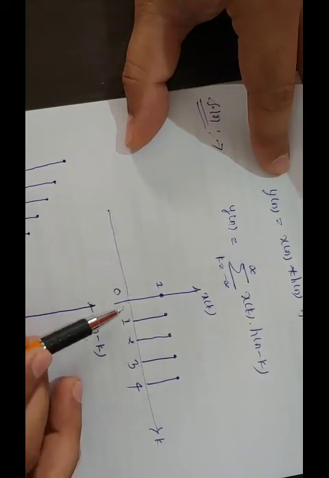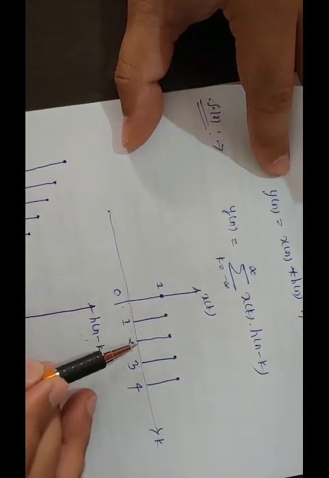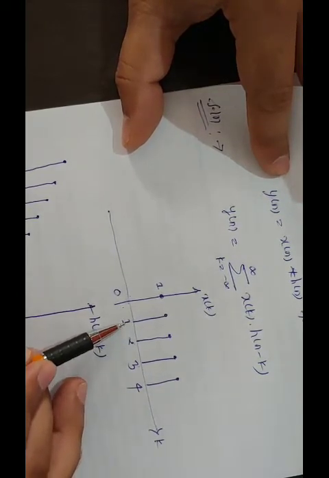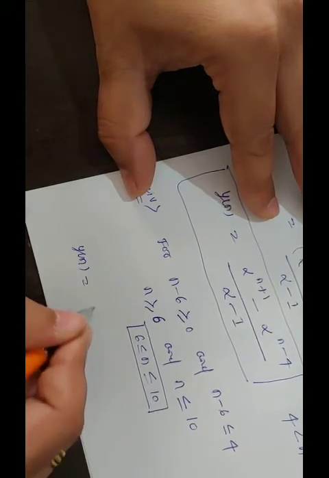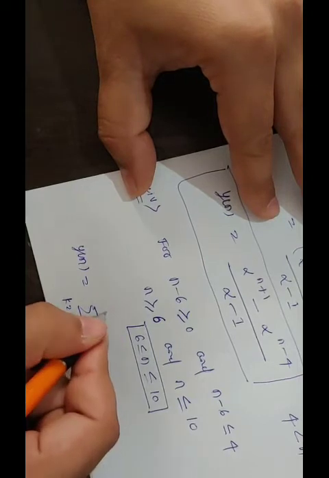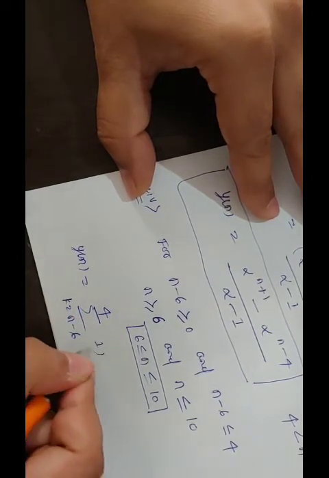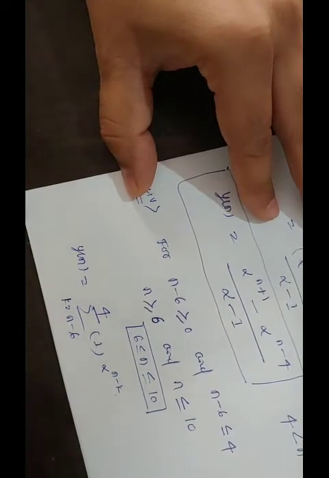That means your n minus 6 is greater than or equal to 0, meaning it may be at 0, it may be at 1, it may be at 2. Hence my range will become n minus 6 to 4. So that is the case number 4 I have written here, that we have to solve. That means y of n is equal to the summation of k equal to n minus 6 to 4. So x of k value is 1, h of n minus k is alpha to the power n minus k. So let us simplify this one.